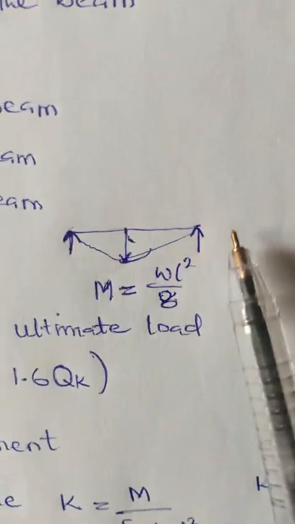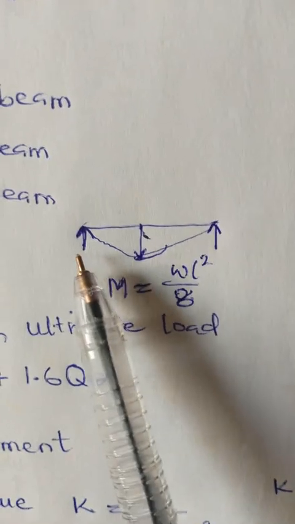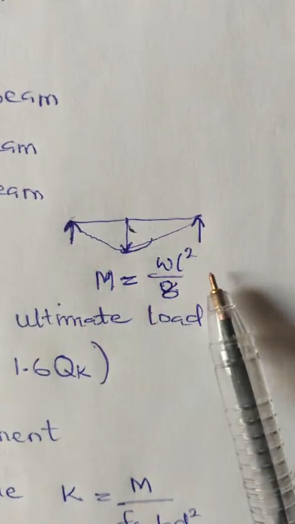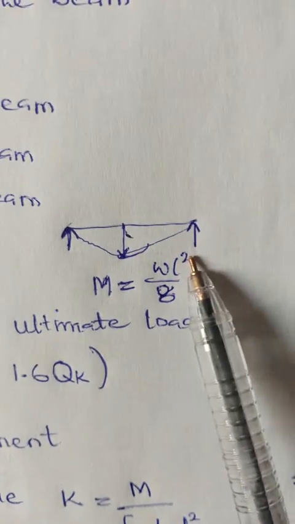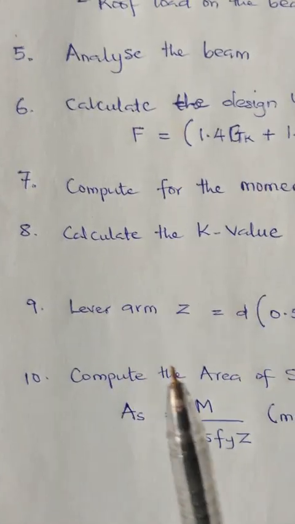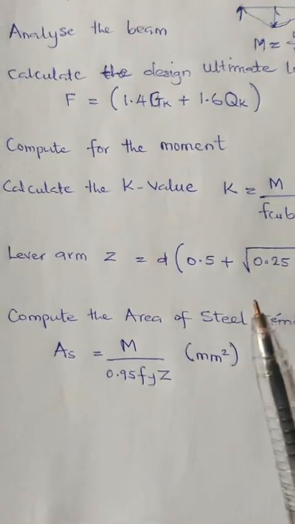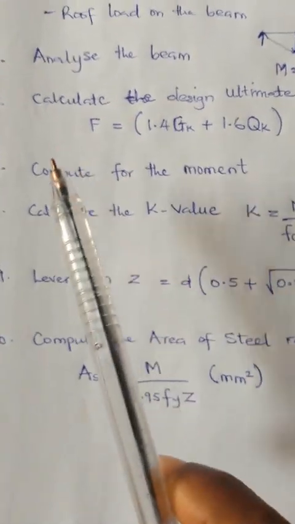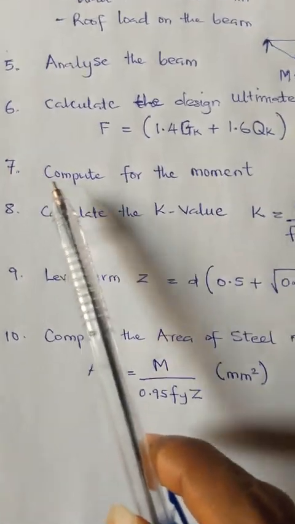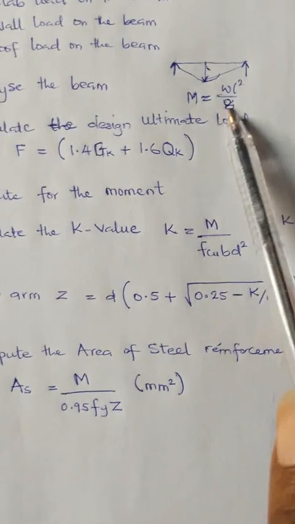Then you consider the span of the beam, from one support to the other. That will become your L. Then L squared divided by 8. Whatever it gives you becomes the moment. Then you come to compute the moment, which is what we have done for step 7. Compute the moment, which is this.